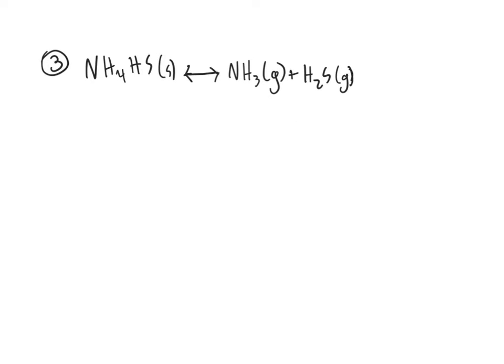For question 3, we have NH4HS solid on the reactant side, and on the product side, we have NH3 gas and H2S gas. The formula for Kc would be the concentration of NH3 times the concentration of H2S, because NH4HS is a solid, and we are given a delta H of positive 41.2 kilojoules.